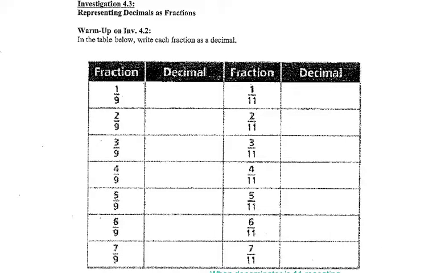So 1/9 as a decimal is 1 divided by 9. And I notice that is 0.1111 repeating, or 0.1 repeating. 2/9 as a decimal is 0.222 repeating, or 0.2 repeating. 3/9 is 0.333 repeating, or 0.3 repeating. So go ahead and fill in the rest of those. I'll give you a quick pause. Go ahead and fill in 4 through 7 on the 9's.